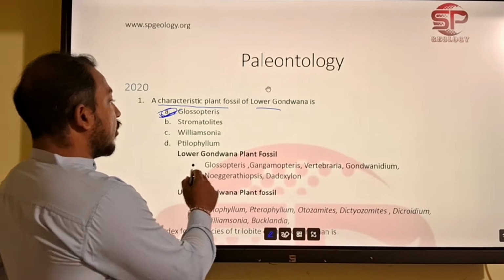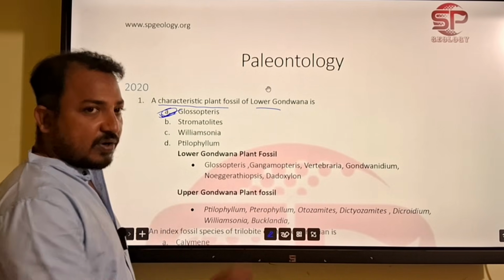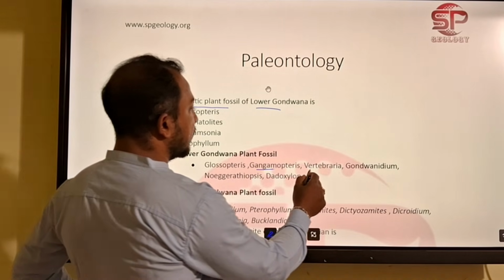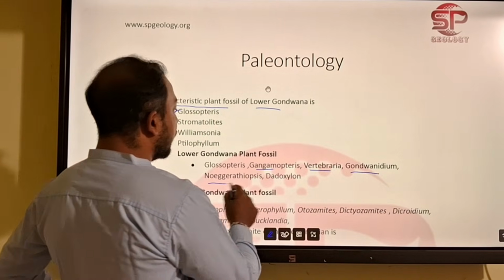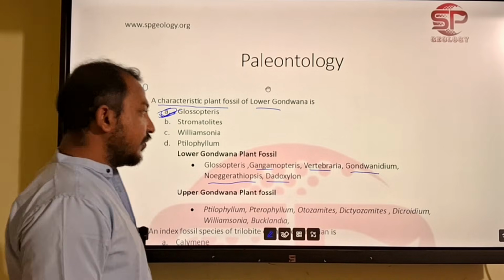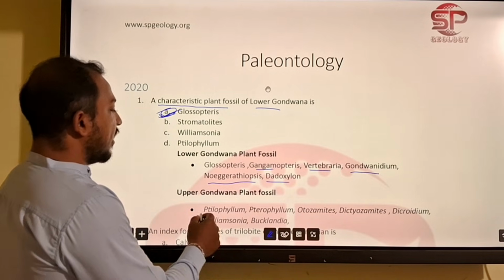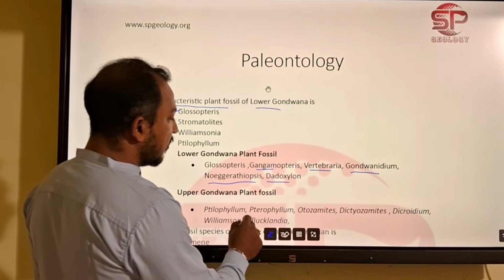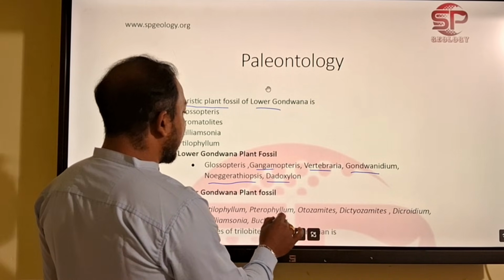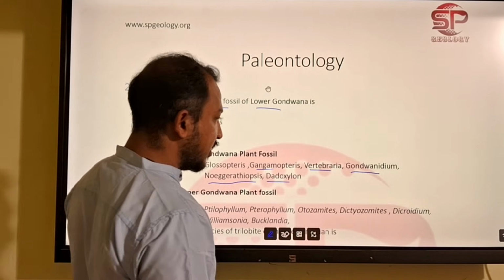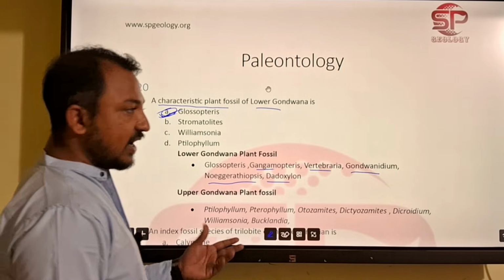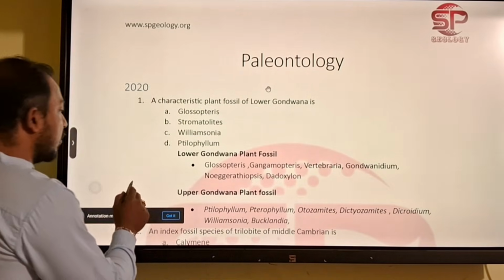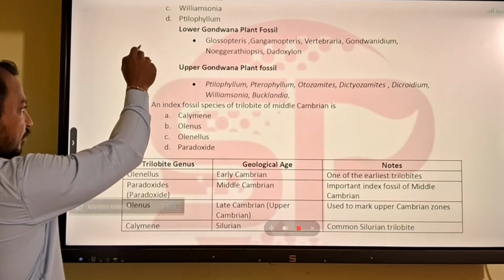Then there are other plant fossils that are also found within lower Gondwana: Gangopteris, Vertebraria, Gondwanatium, Noiseratheopsis, Datoxylon. In upper Gondwana you will find Trilophyllum, which is the characteristic fossil. Other than that, you will get Pterophyllum, Otozomites, Dictozomites, Dicrodium, Williamsonia, Bucklandia. These are very important, so try to memorize all these things.